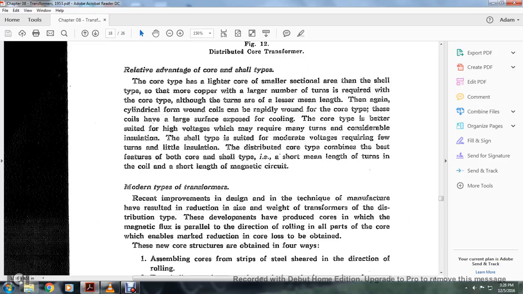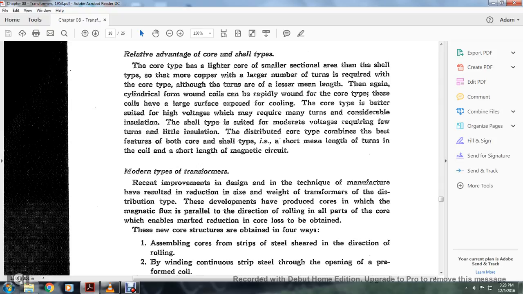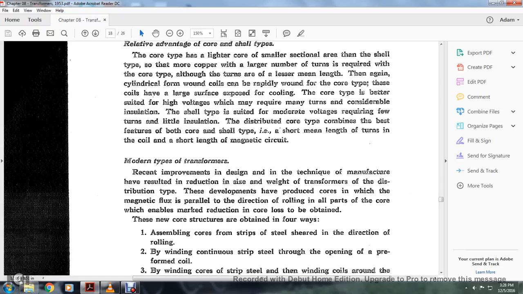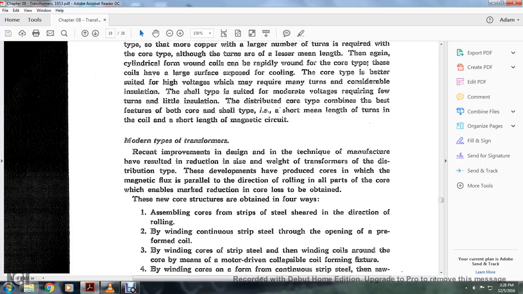Recent improvements in design and manufacturing technique have resulted in a reduction in the size and weight of the distribution type transformer. The developments have produced a core in which the magnetic flux is parallel to the direction of the roll in all parts of the core, which enables a marked reduction in the core loss to be obtained. The new core structure is obtained in four ways: by assembling the core with strips of steel sheared in the direction of the rolling; by winding a continuous strip of steel through the opening of the preformed coil; by winding the cores of steel strips within the coils, winding the coils around the core, meaning the motor-driven collapsible coil from the forming fixture; and by winding cores of formed continuous strip steel.